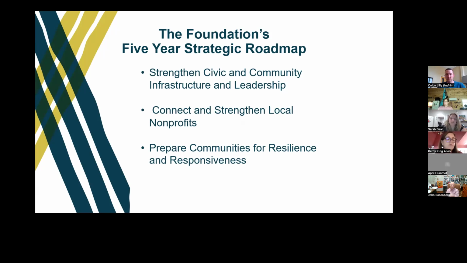And then our last goal in our 5-year goal is to prepare communities for resilience and responsiveness. And this mainly came, I mean, probably 5 or 6 years ago, this probably wouldn't have been on our strategic roadmap, but it is now. We've seen it with tornadoes, we've seen it with fires, and of course with the flooding, how important that is.